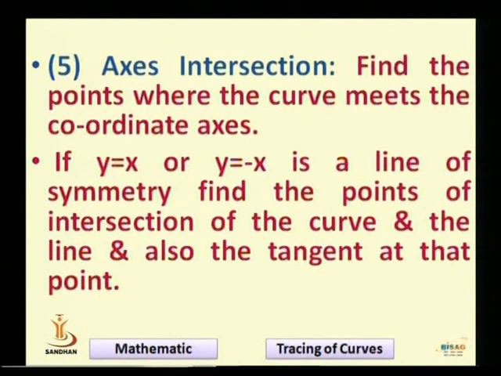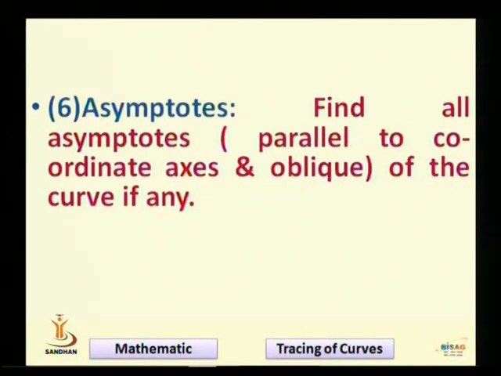And we also have to check whether the curve meets the line y equal to plus or minus x. If y equal to plus or minus x is a line of symmetry, that is, if the curve is symmetric about this line, then we have to check the point of intersection of the curve with this line. So we find the point of intersection of the curve with the line y equal to plus or minus x. Then again we have to check whether these points are ordinary points or multiple points.